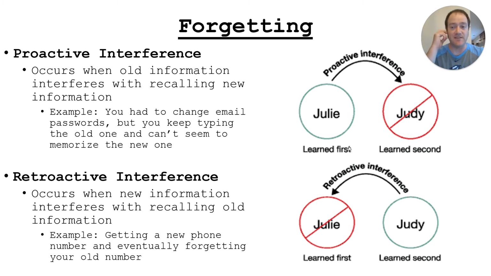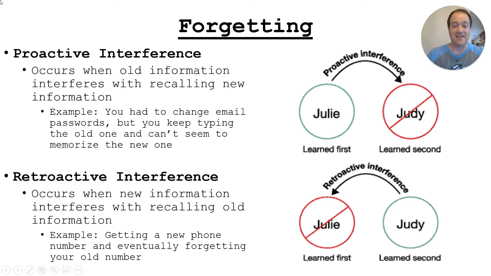Another example that kids tend to say with this over the years is whenever we come back from the winter break and the New Year has changed over, the first couple of days they write the wrong year. Like this past year, they'd still be writing 2019 instead of 2020. So that's just one example. It's proactive. The old information jumps up and interferes with the new.